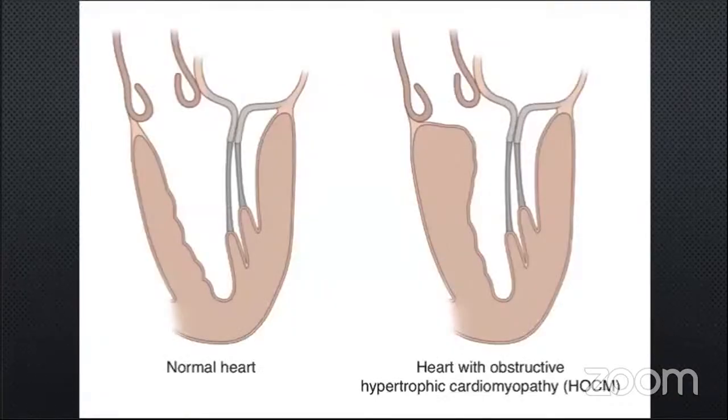So here in this picture, we can see on the left side the normal heart, with normal thickness of the left ventricle and a nice coaptation point of the anterior and posterior mitral leaflets, with the papillary muscle attached and no deviation anteriorly towards the left ventricular outflow tract, with a wide open LVOT. On the right side, the heart with obstructive hypertrophic cardiomyopathy, we can see that the interventricular septum is hypertrophied, causing stenosis of the LVOT, and with the contribution of systolic anterior motion, that can lead to a very devastating outcome for the patient.